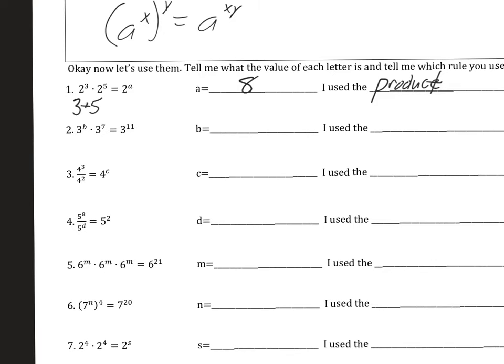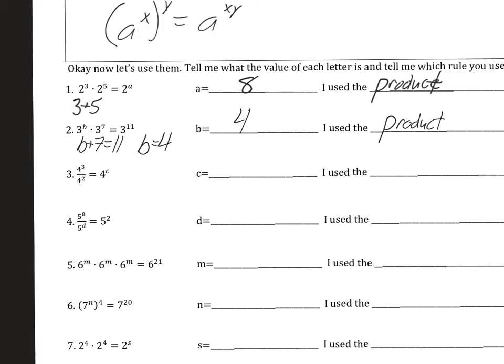Looking at the next one, 3 to the b times 3 to the 7th equals 3 to the 11th. What rule am I using? Power, product, or quotient? Well, I think that it is product again. So what is b going to equal? So b plus 7 equals 11. So let's subtract 7 from both sides. So 11 minus 7 is 4.